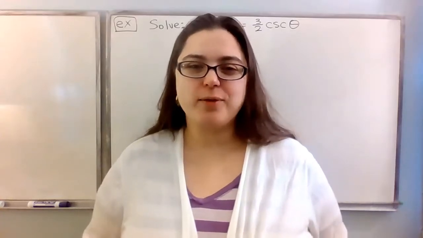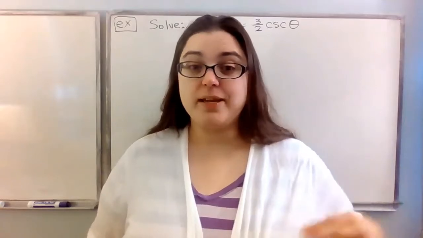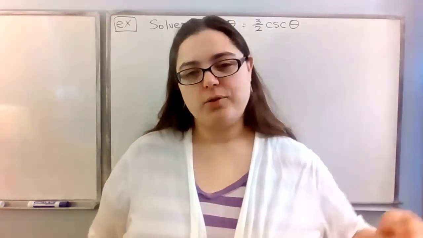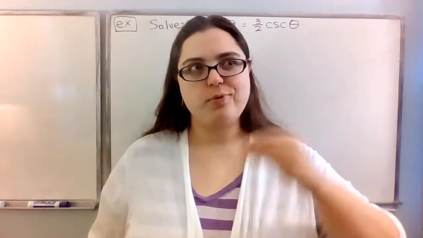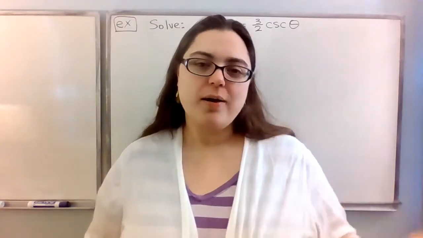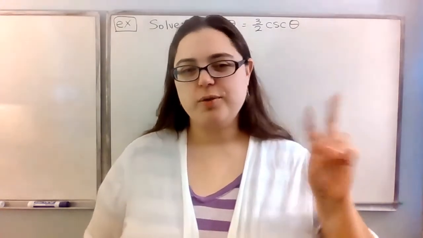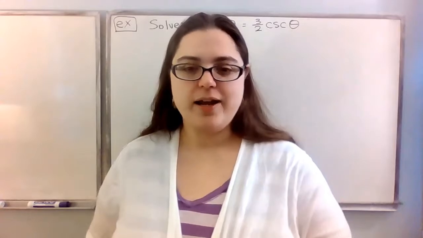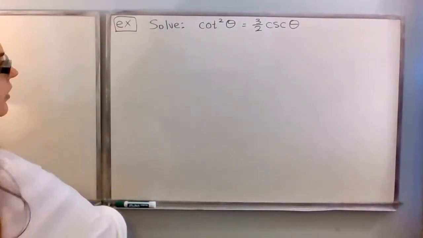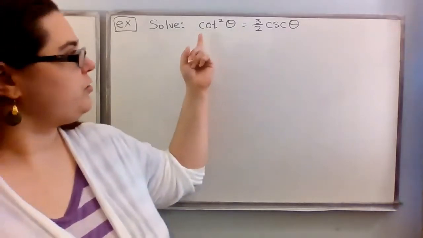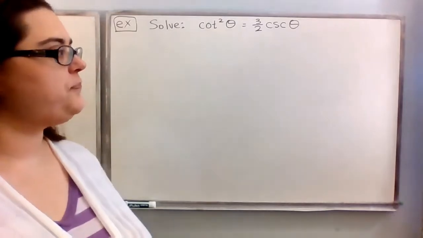In this video, we will be building on our techniques from the last video, where we solved some basic trig equations. Now we're going to apply those techniques and broaden our horizons, or apply advanced techniques to solving equations as well. We're going to solve two equations in this video, and the first one's on the board for us. We're going to solve the equation cotangent squared theta is equal to 3/2 cosecant theta.